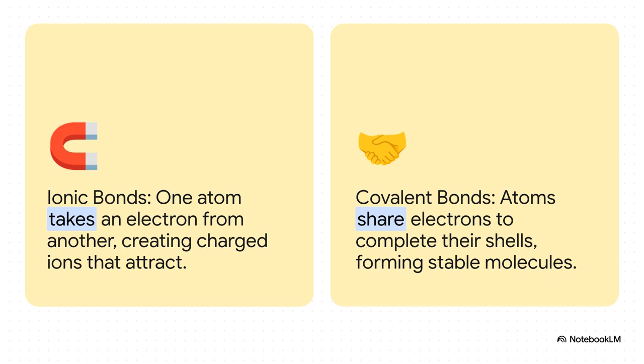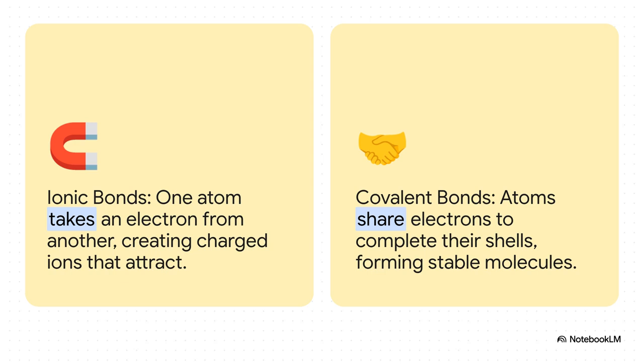Okay, so beyond those weak forces, you've got the two heavy hitters, the main ways atoms form strong bonds. And you can just think of it like this: taking versus sharing. In an ionic bond, like what you find in table salt, one atom, sodium, straight up gives an electron to another atom, chlorine. Now one's positive, one's negative, and boom, they stick together like tiny magnets. Then you have covalent bonds.